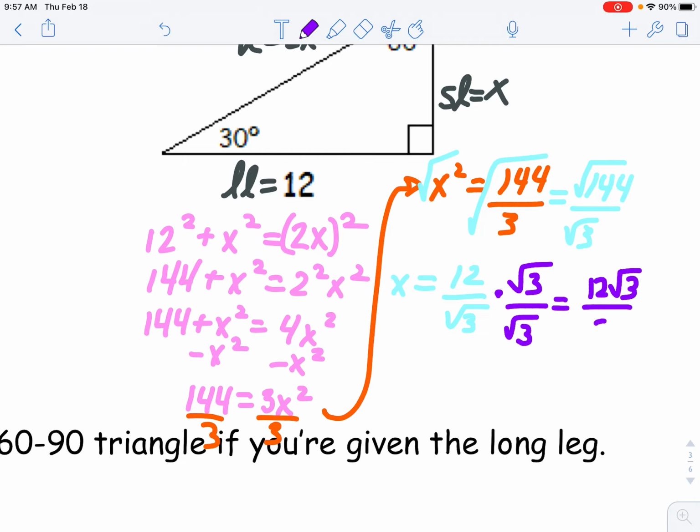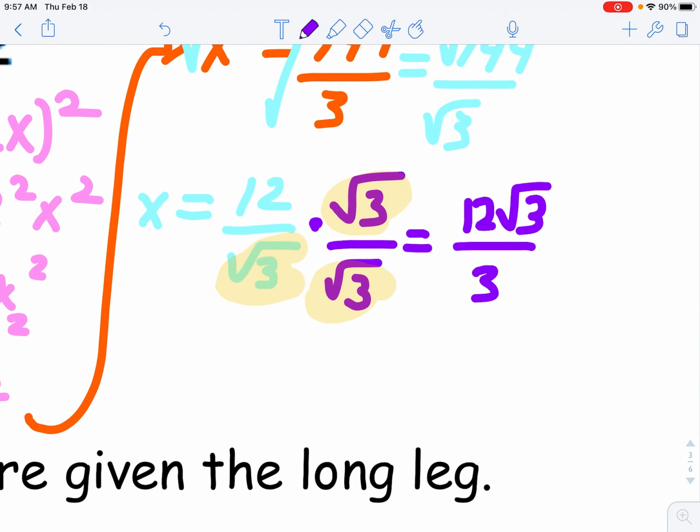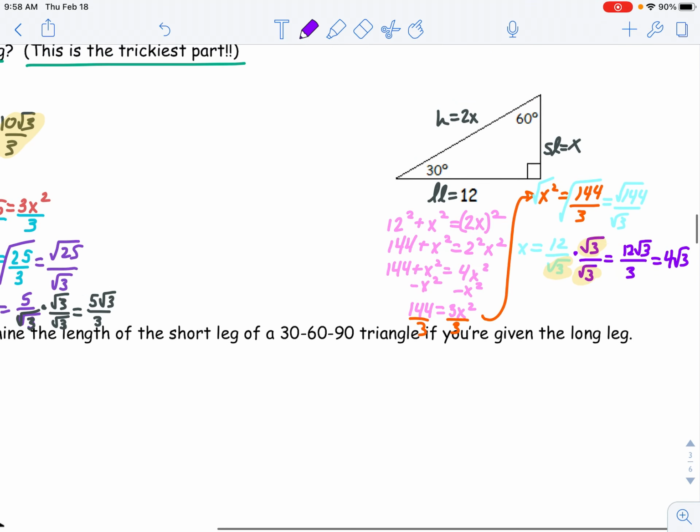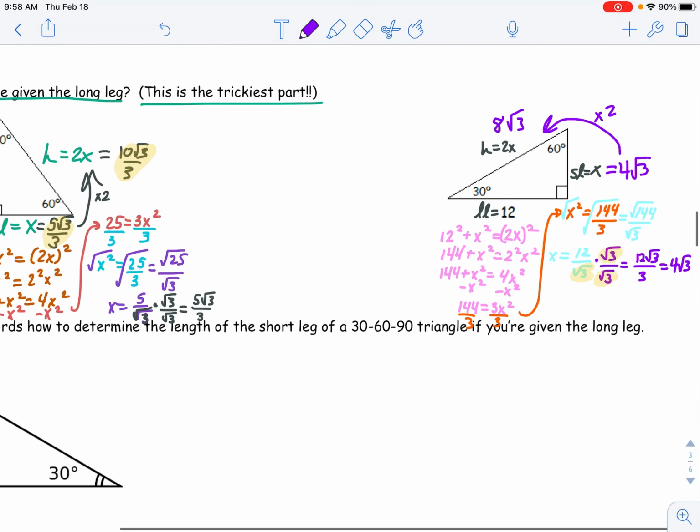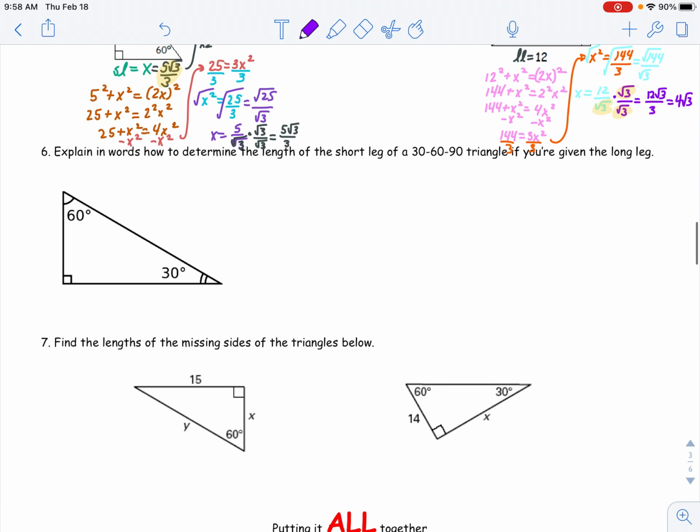And then we got to rationalize the denominator again. Remember, I picked radical 3 because we want to get rid of the radicals on the denominator, which is exactly what happened. And then we have 12 over 3, so just 4 radical 3. So the short leg ended up being 4 radical 3, and then to find the hypotenuse, times by 2, the hypotenuse would be 8 radical 3. Very intense with calculations and number sense and square roots, but we will get good at it.